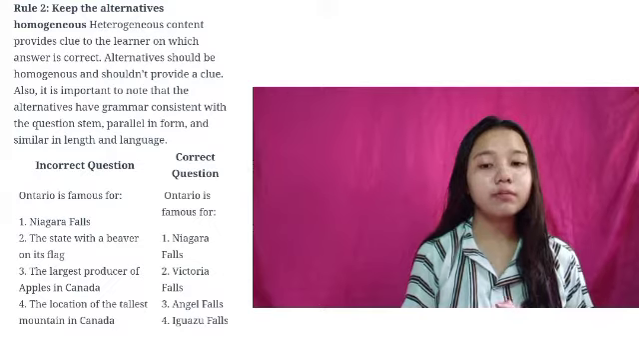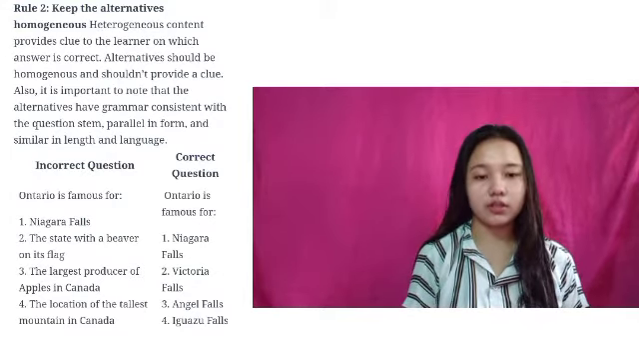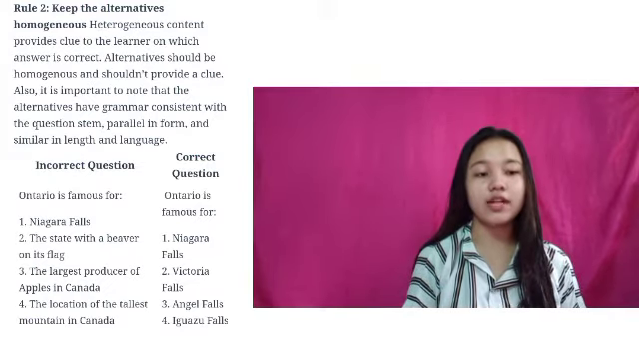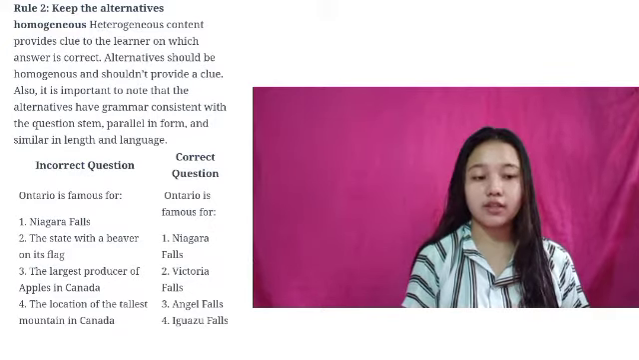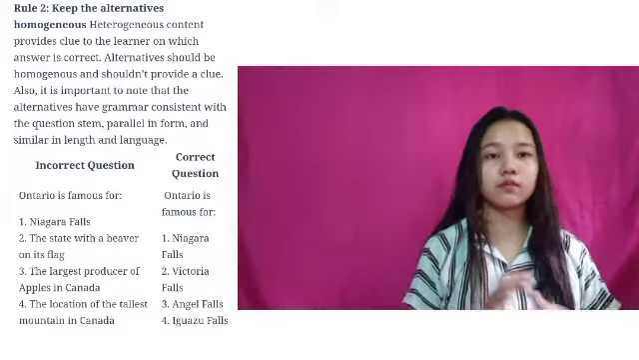Next rule, rule number 2 is keep the alternatives homogeneous. Heterogeneous content provides a clue to the learners on which answer is correct. Alternatives should be homogeneous and shouldn't provide a clue. Also, it is important to note that the alternatives have grammar consistent with the question's stem, parallel in form and similar in length and language.